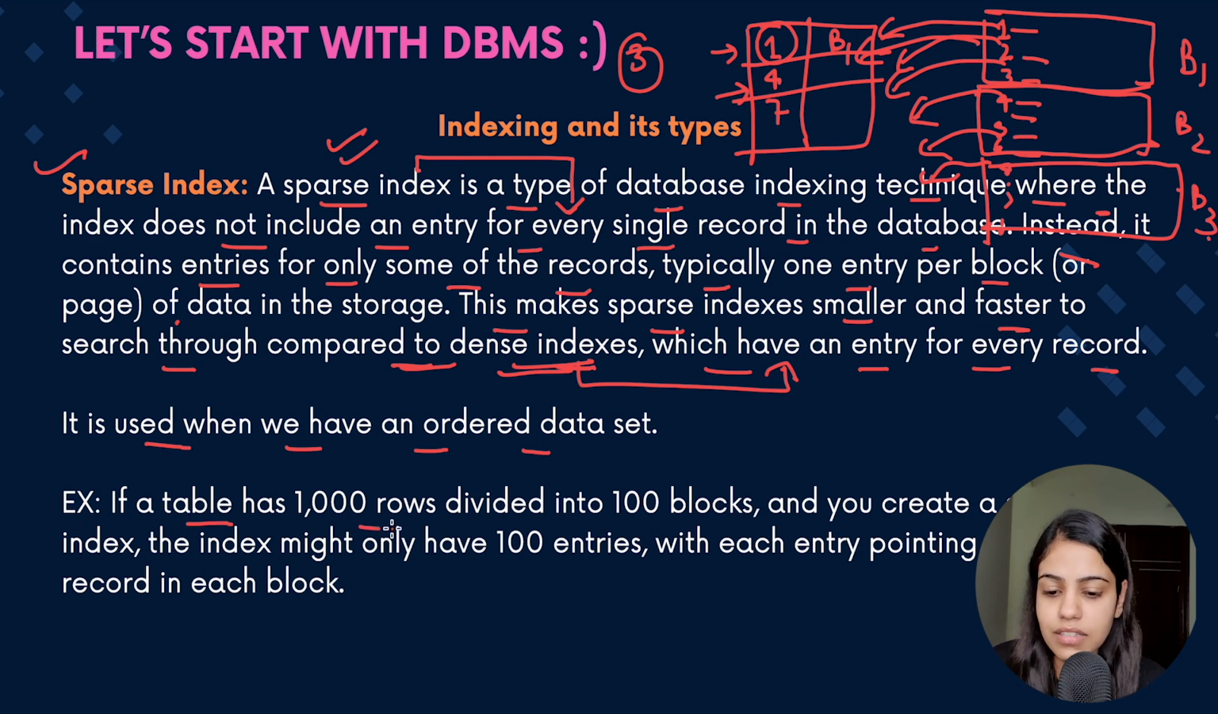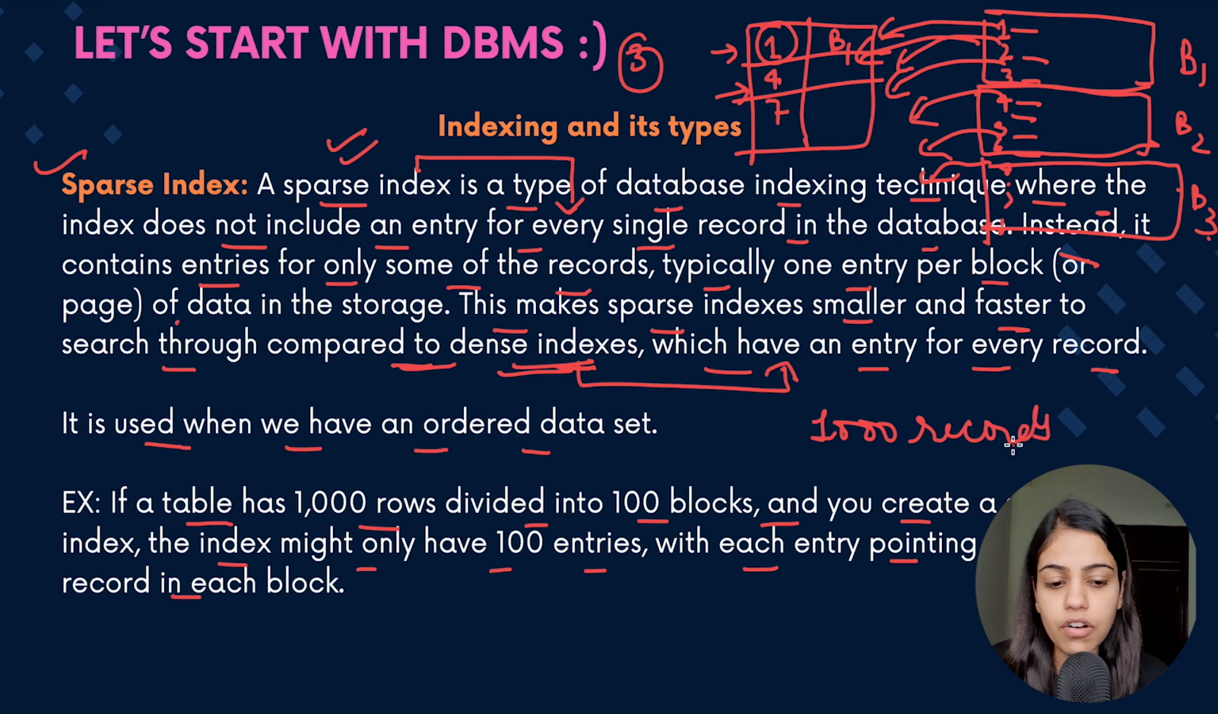If a table has 1000 rows and it is divided into 100 blocks, you can create a sparse index. The index might have only 100 entries, with each entry pointing to the first record in the block. Now consider our table has 1000 records. These 1000 records need to be stored in the hard disk. So how will it be stored? It will be stored in each and every block.